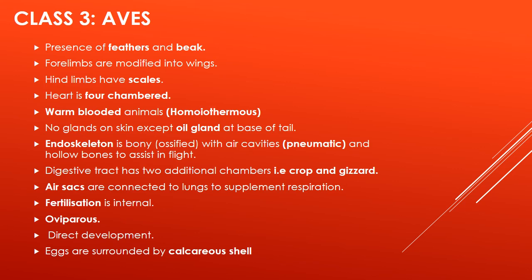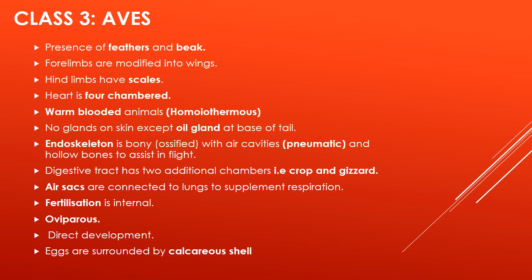Aves. Okay, so you can expect some questions from this class because it has some important features. Feathers and beak. Forelimbs are modified into wings. Hind limbs have scales. Okay, this is a very important point. Heart is four chambered, and they are warm-blooded animals. Homeothermous. Even human beings are homeothermous. So that means Aves and mammals are warm-blooded. No glands on skin, but they have an oil gland at the base of tail. It provides lubrication to keep the feathers.